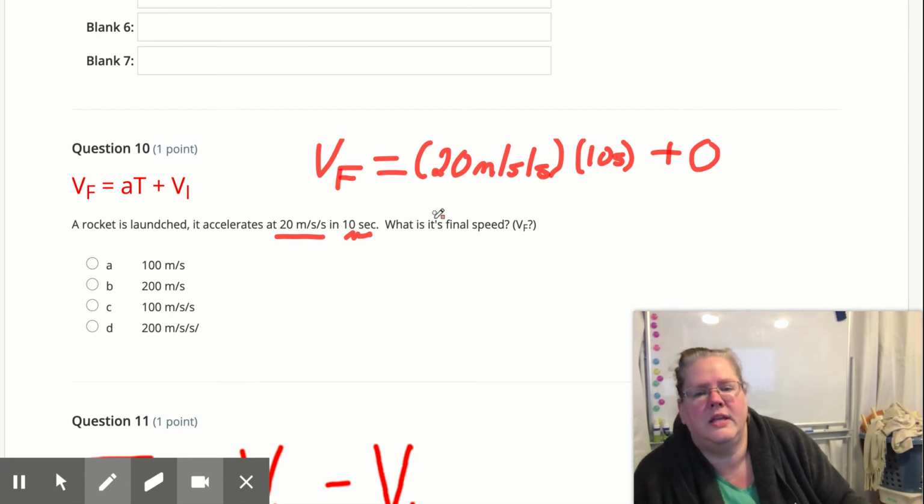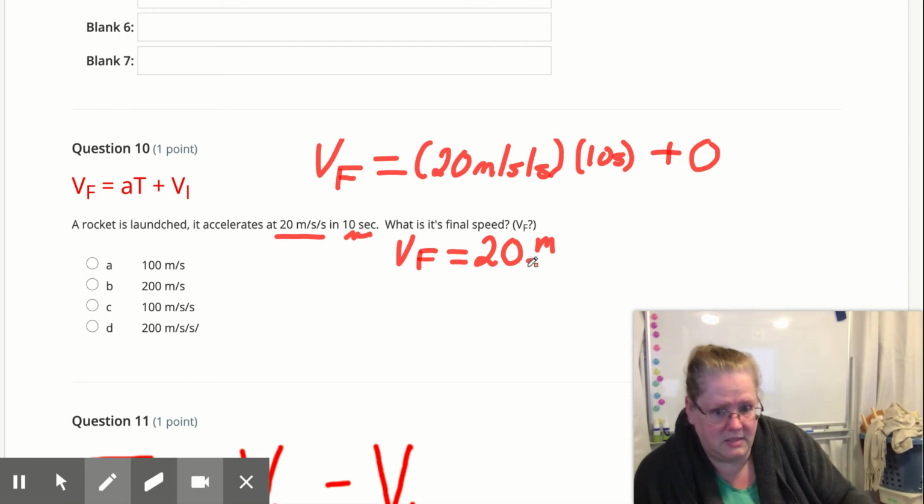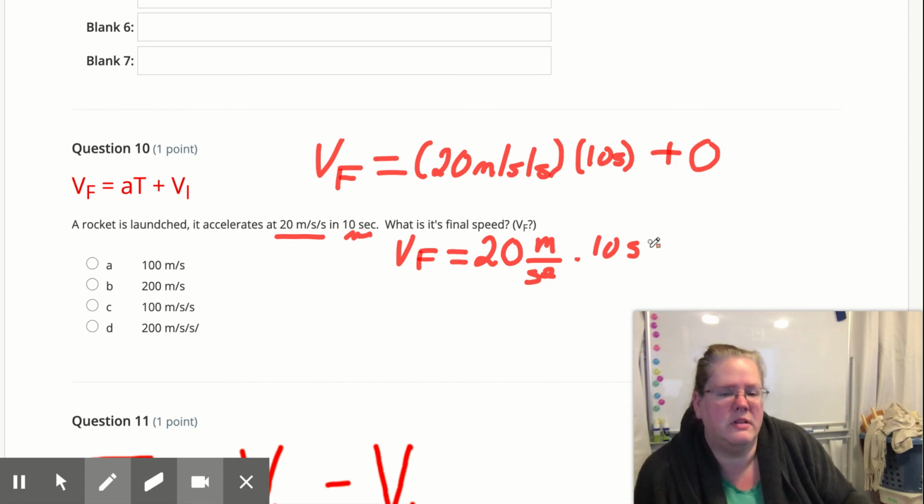So now we need to go through and simplify this. So if I do the math straight out, velocity final is going to equal, and I'm going to do it this way, I'm going to write it 20 meters per second squared, okay? Because we're going to have to do some multiplication here, times 10 seconds. Well, if I look at that, this second, and this square will cancel out. So I'm left with a velocity unit, meters per second.